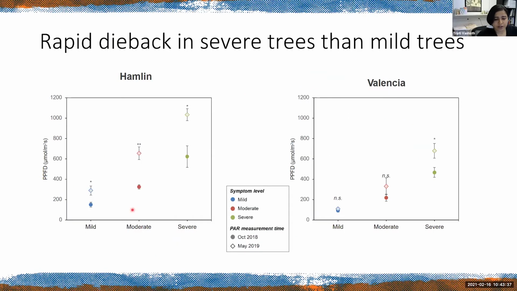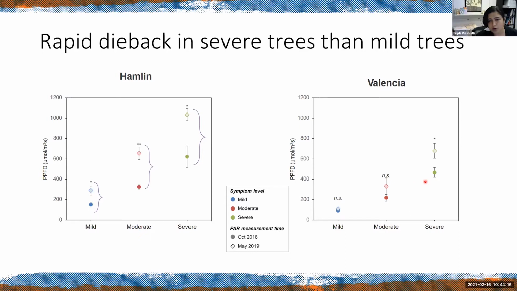On the whole tree level, we again have Hamlin and Valencia. We are still looking at the tree density or the canopy density. The filled dot is for the October readings, and the diamond shape is for the May reading. So from October to May, you see an increase in dieback, and this increase is more significant in the severe trees compared to mild trees. In Valencia, we did not see such a trend, but we did see severe trees going through more dieback.